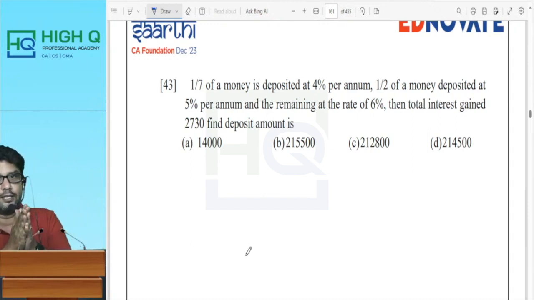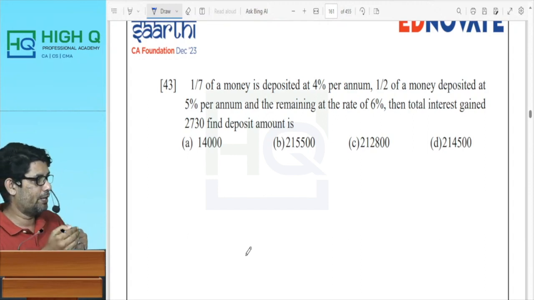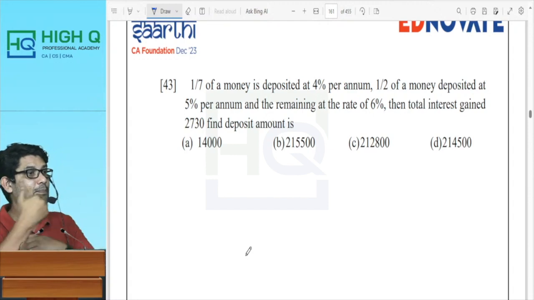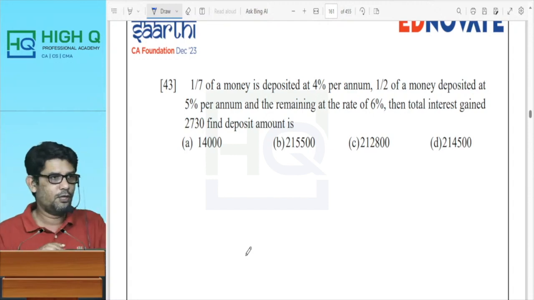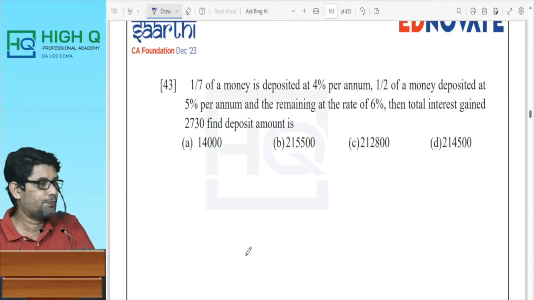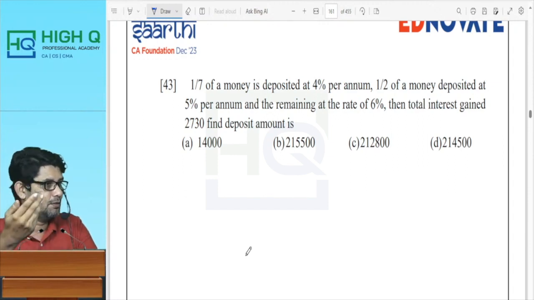Let me tell you one important thing, my dear. CA Foundation repeated questions are not going to come. That is what people are saying. There is no point in solving past year questions. First of all, why is the institute collecting the question paper back? The reason is that the question paper should not go out, so that you will not just depend on that question paper.